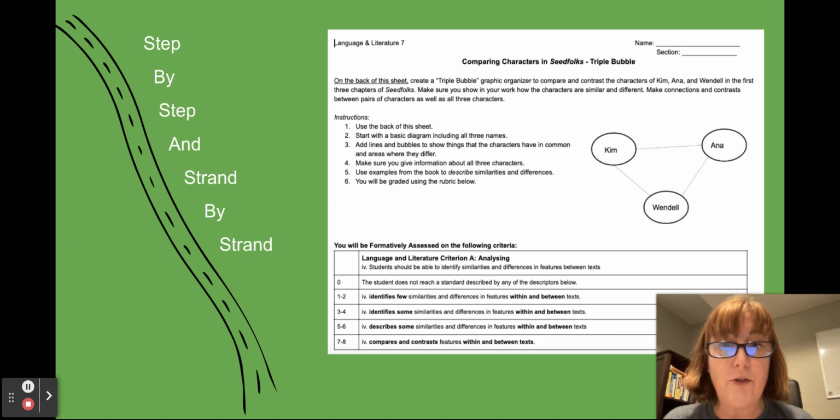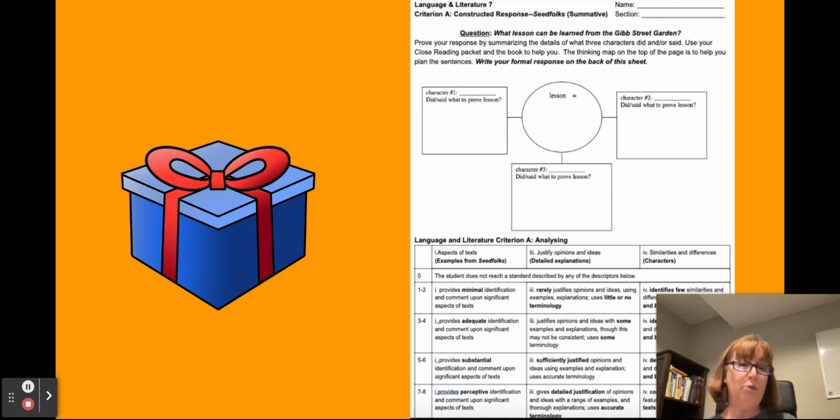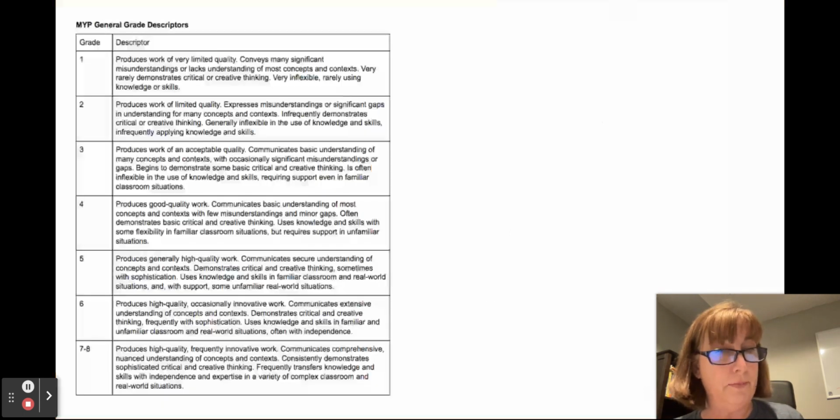Here's another one from language and literature. So we're working on comparing characters. The rubric language, we're looking at criterion A, analyzing. And so this is the rubric language, and this actually shows the students 1, 2, 3, 4, 5, 6, and 7, 8. So they're looking from identifying to describing to comparing and contrasting. And this gives them the information on what to do. Now, this is a rubric that is for a summative assessment. So you can see that it's not just one, but three strands that are compared.